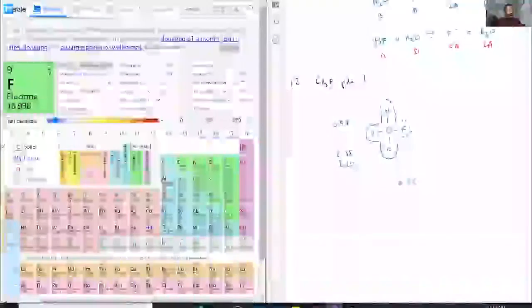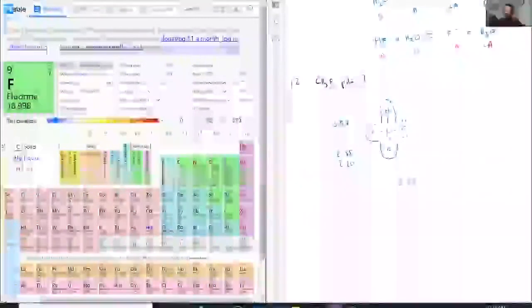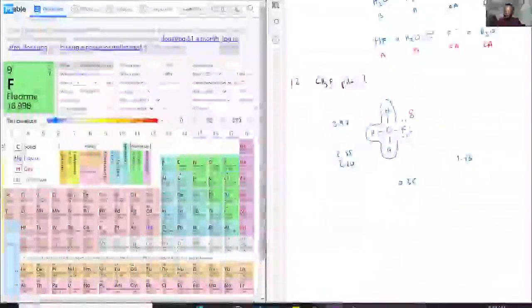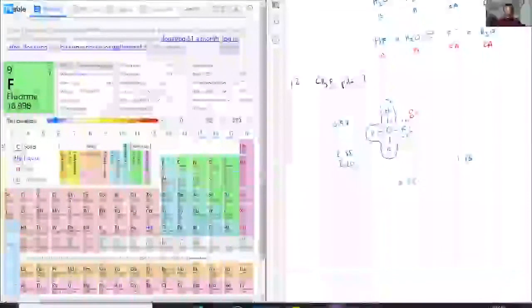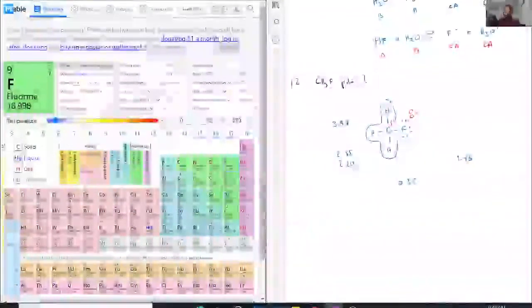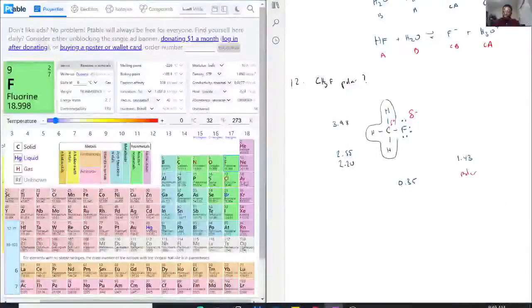3.98 minus 2.55, that difference is really big, 1.43. So that means this fluorine here is going to have a lot more say compared to the carbon of who gets to keep the electrons, okay? The higher electronegative number is the one that the electrons will go to, and 1.43, because our typical cutoff for a nonpolar bond is around 0.4, goes way beyond that. So this is actually known as a polar covalent bond. Okay? So that's one hint there, okay?